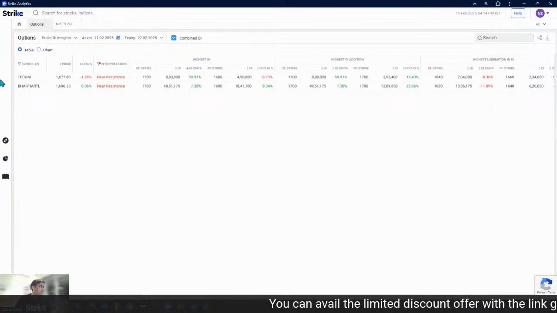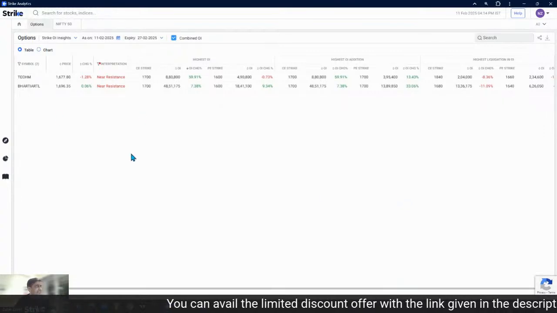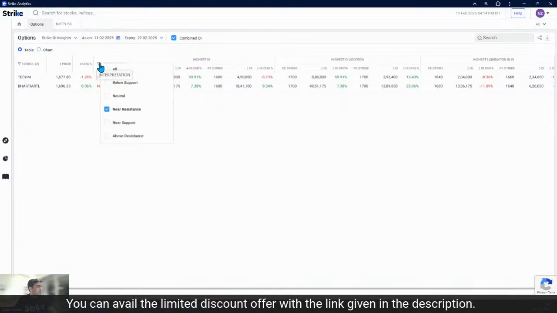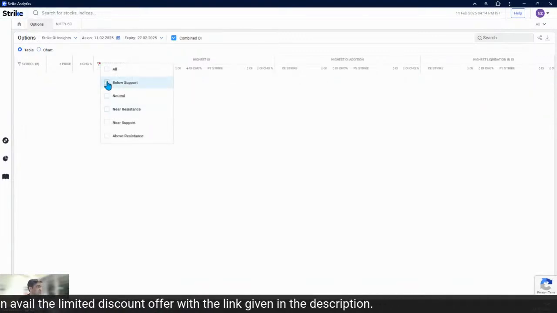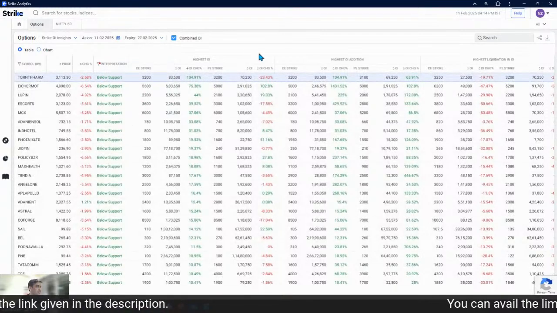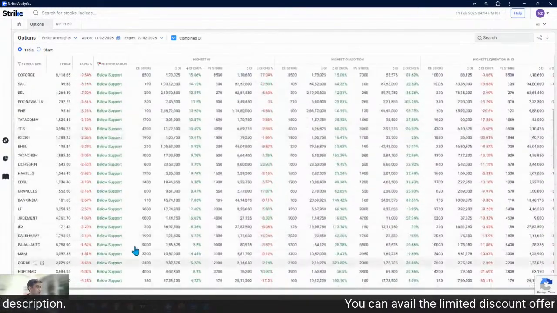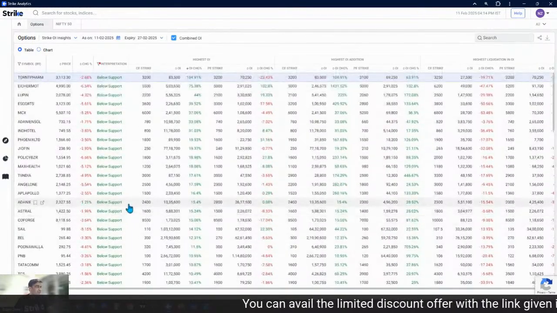So we can look at this data like this. Another approach is, instead of near resistance, you can look for stocks below the support level. All these stocks are below the support level. Now what do we have to see?